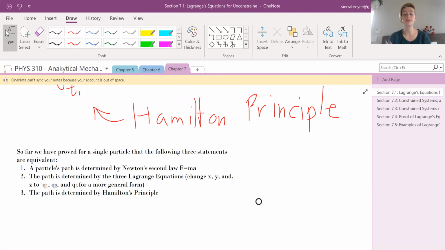And then what it's proven for in this chapter is that the three Lagrange equations, which were those blue ones that we just popped out, also describe the motion. And if you want a more general version of them, just basically replace x, y, and z with q1, q2, q3. And then the last one we did was Hamilton's principle, and we said that that also gives the equation of motion, just because it basically is the exact same thing as those three equations, since they rely so heavily on each other.